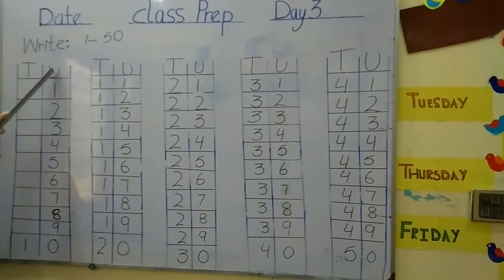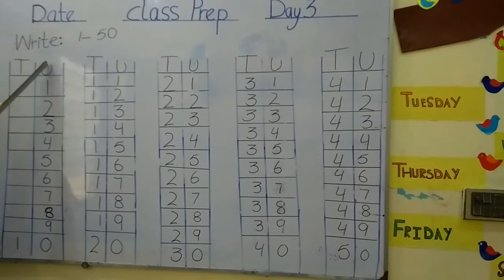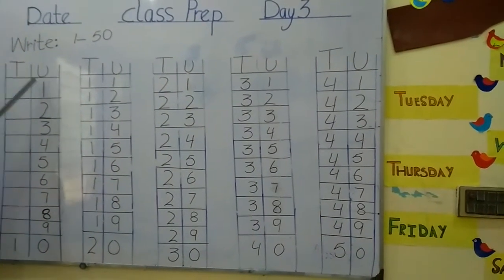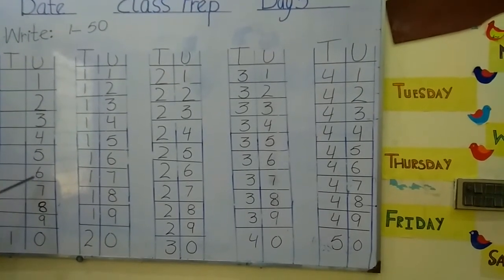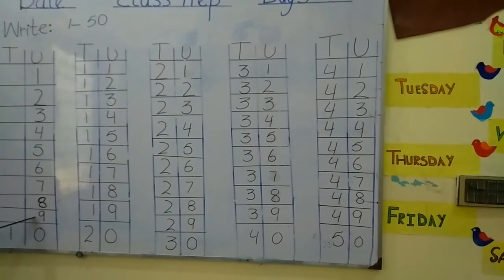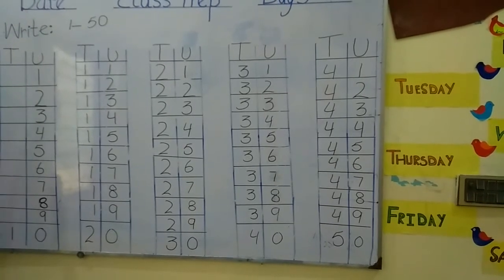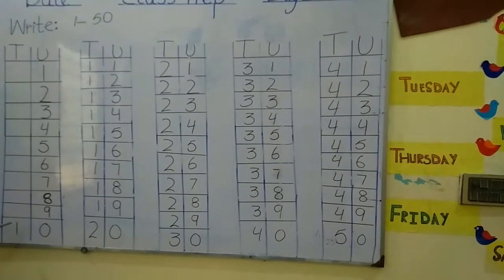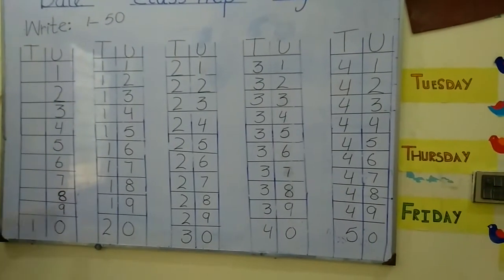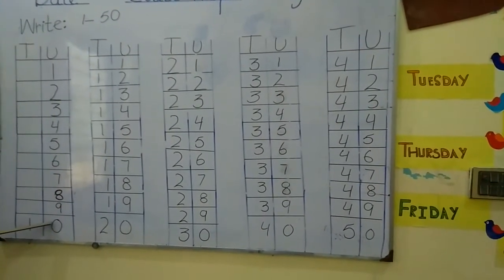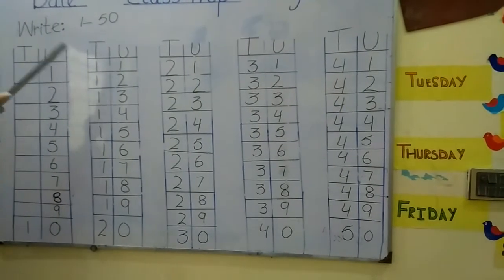Tens and unit. यहाँ से आपने यूनिट्स में स्टार्ट करना है. यूनिट में आपने वन लिखना है. 1, 2, 3, 4, 5, 6, 7, 8, 9. When you write 10, you write 1 in tens and you write 0 in units. Okay?